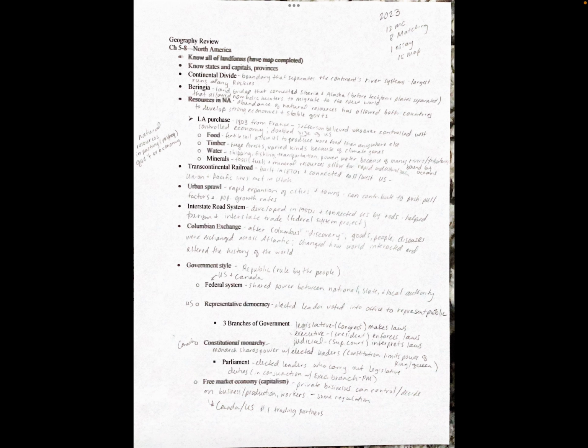So everything to the east of the Continental Divide, rivers run to the east and south, and everything on the other side of the Continental Divide, rivers run to the west and south.